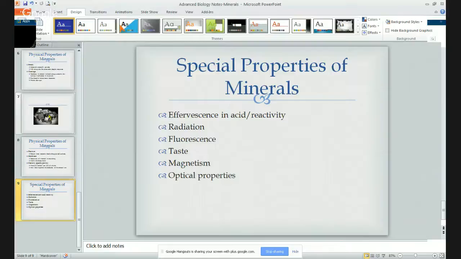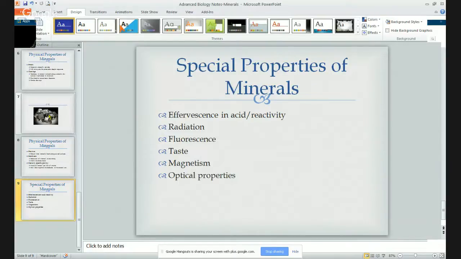The third one is fluorescence, which is the ability for a mineral to glow under ultraviolet light. So it gives off a glow under UV light. A fourth one is taste. When we talk about taste, sometimes they have a saltier taste. Usually it's salty. I'm not going to lie. Usually it's salty. So that is one of the ways you can identify a mineral.